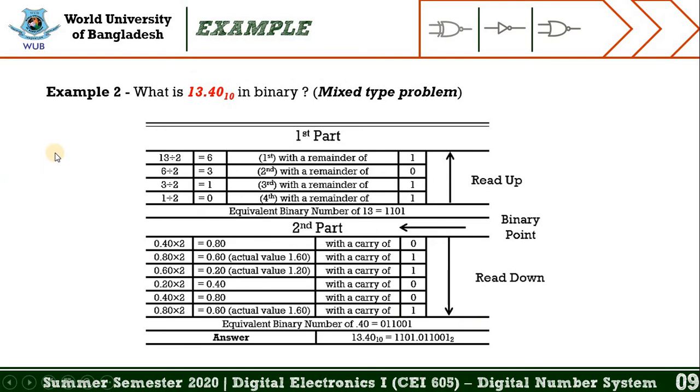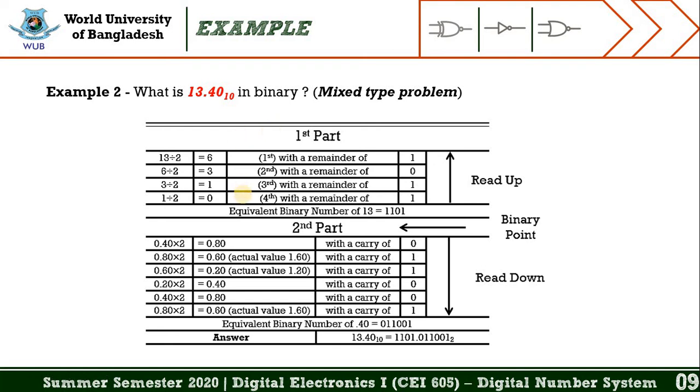From this slide, you may learn another example of the conversion, and you may see in the question that this problem is different from the previous two. What I meant is that this type of problem is named a mixed type problem. And let's start with the question. What is the 13.40 decimal number in binary? Well, if you see this question, you may find two parts of this question.